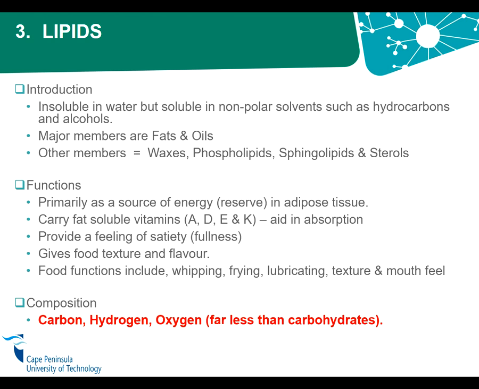Edible fats and oils come both from plant and animal sources and have an impact on functional and nutritional properties of foods. I think this is what is more important that we highlight. It has both functional and nutritional impact, right? So the major members of this class, which is called the lipids, are the fats and oils. But within this umbrella of lipids, we also have other members such as the waxes, phospholipids, sphingolipids, and the sterols.